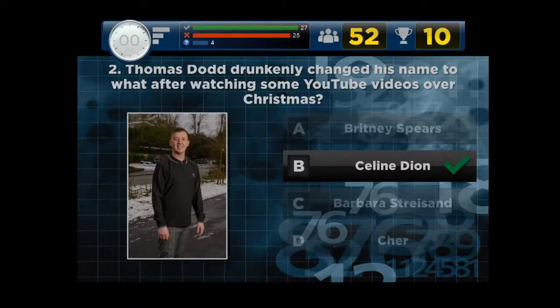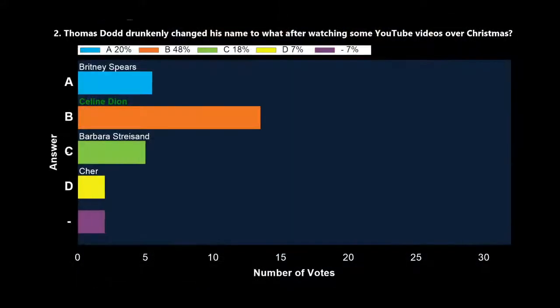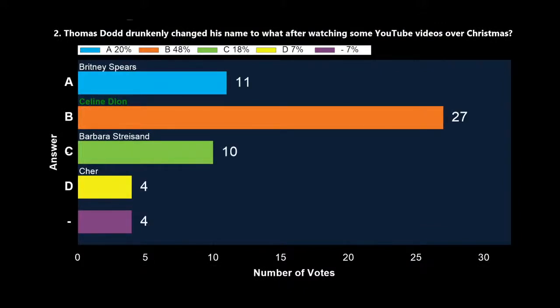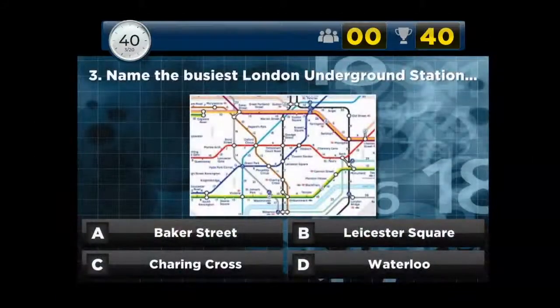So how many people put B? Yep, 27 of you getting that right. I missed that one myself, but sounds as though you might have seen that in the news. 11 go for Britney Spears, 10 for Barbara Streisand, and 4 for Cher. On to question 3. Name the busiest London Underground station. Is it Baker Street, Leicester Square, Charing Cross, or Waterloo?